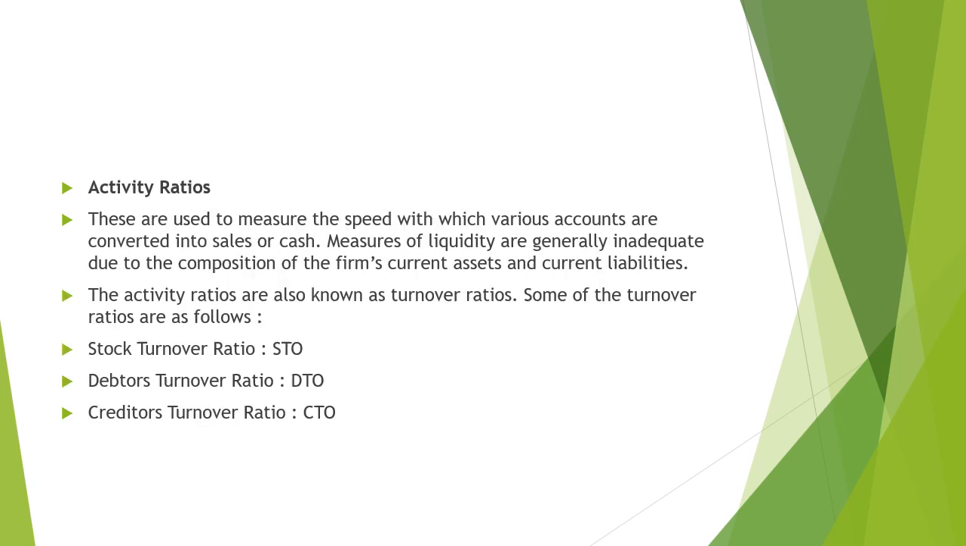Moving on to the next one. Now the next type of ratio is the activity ratio. What we mean by activity ratio is that these are used to measure the speed with which various accounts are converted into sales or cash. You have to see how fast, within how much time, your stock gets converted into cash.